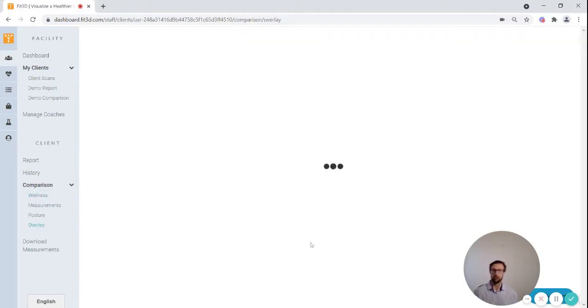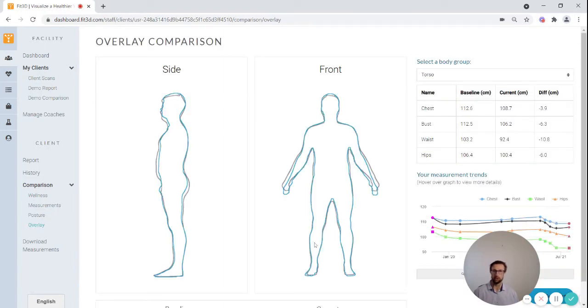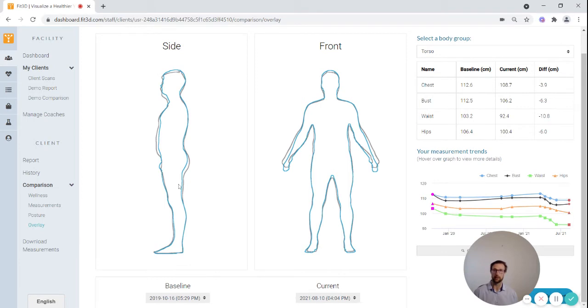And you should also be tracking their overlay images and showing them, especially if they've got good overlay, showing them the overlay images. If their body fat percentage is not changing much and their overlay images are not changing at all, then it's pretty clear that they haven't made significant progress.